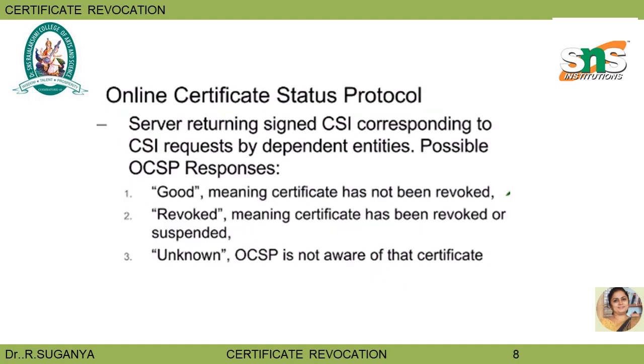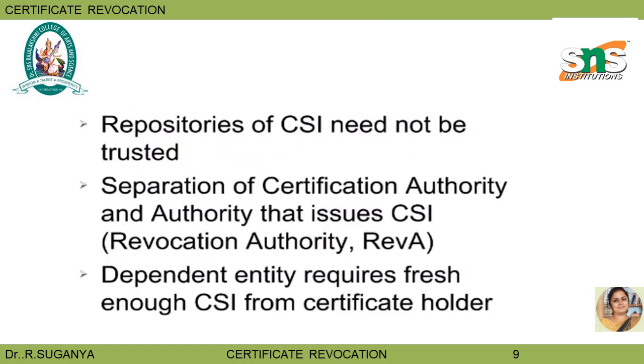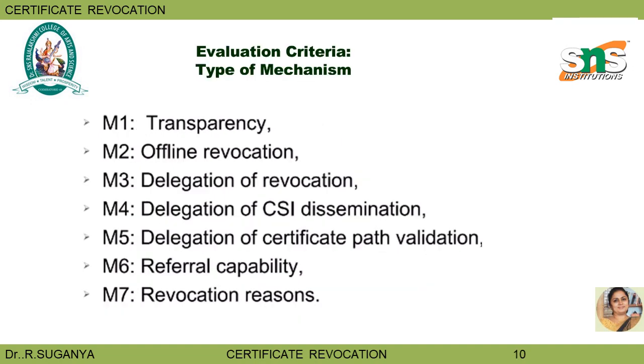Online certificate status protocol: the server returns signed CSI corresponding to the CSI request by dependent entities. Possible OCSP responses: Good, meaning the certificate has not been revoked. Revoked, meaning the certificate has been revoked or suspended. Unknown means OCSP is not aware of the certificate. The repository of CSI need not be trusted. Separation of certification authority. The dependent entity requires fresh enough CSI from the certificate holder.